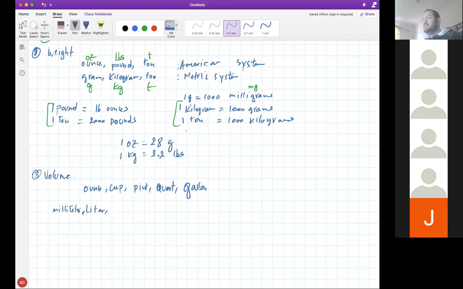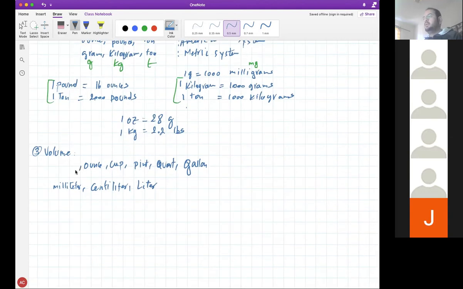There's also milliliter, centiliter, and then liter itself. Let me put that first before the liters. Centiliters. And then the liter itself. The main one is this. Again, we can make smaller units out of it, and we can make bigger units out of that. So that should be good enough for measuring volume.